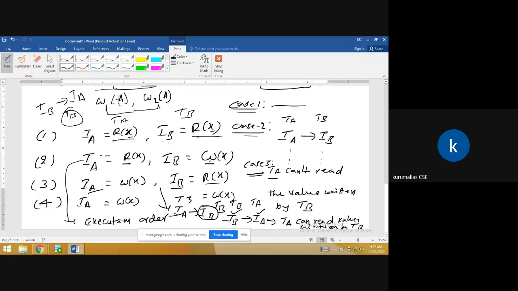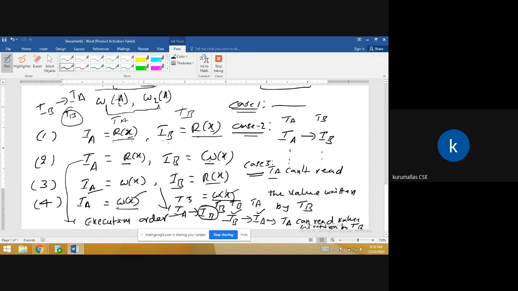In case 4, if you observe, there is a write of X on the same data item X. IA and IB are both write operations. In this case, the order of execution does not matter. If a read operation is performed before the write operation, it reads the data item already stored in the database. Now, if the W of X operation is performed on the data item X, the value already stored in X is overwritten by the new value.